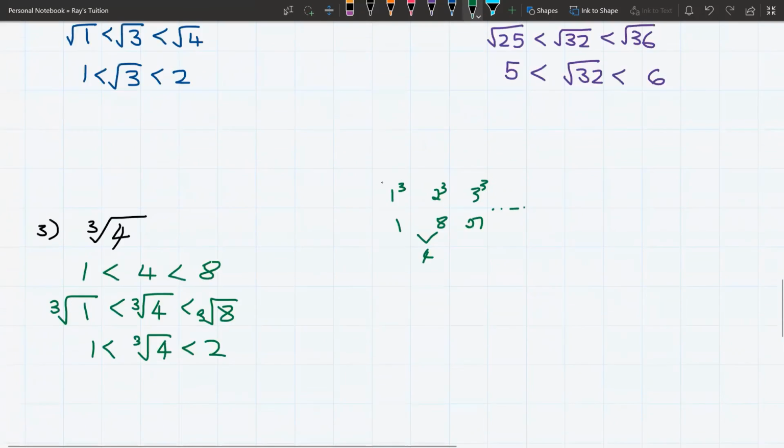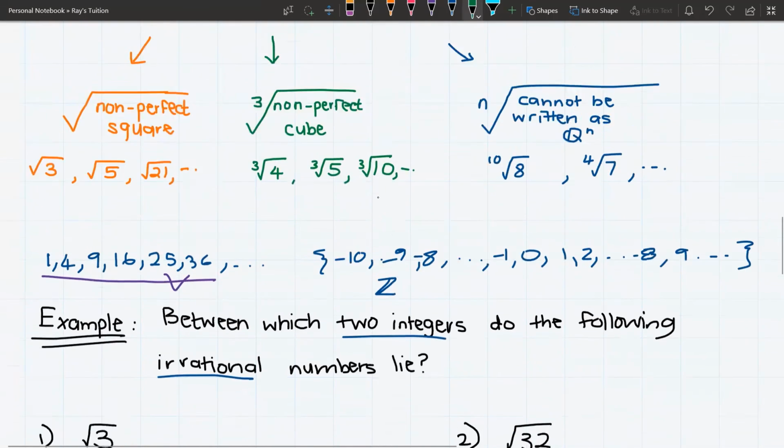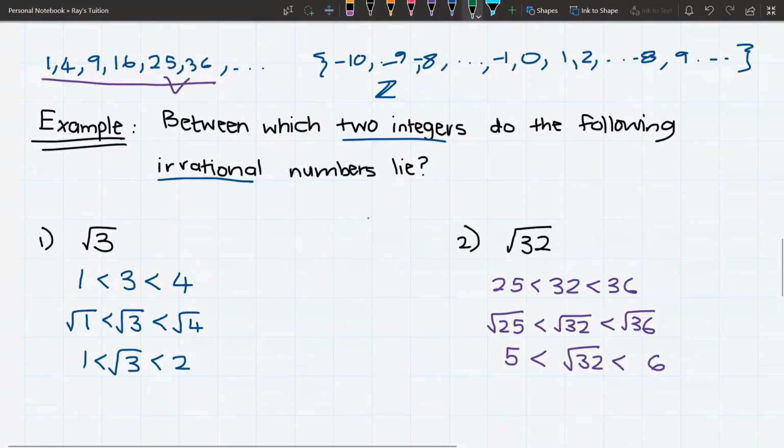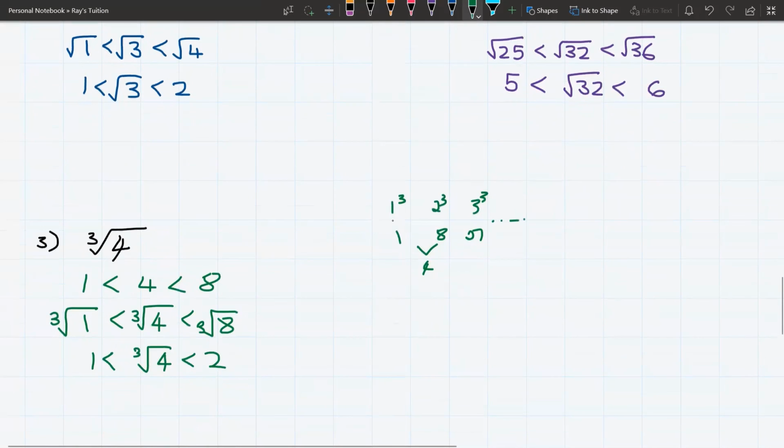I hope that you've understood this video on irrational numbers: what irrational numbers are, how to identify them, and how to do some exercises related to them. Please watch our other videos for more information on the number systems.